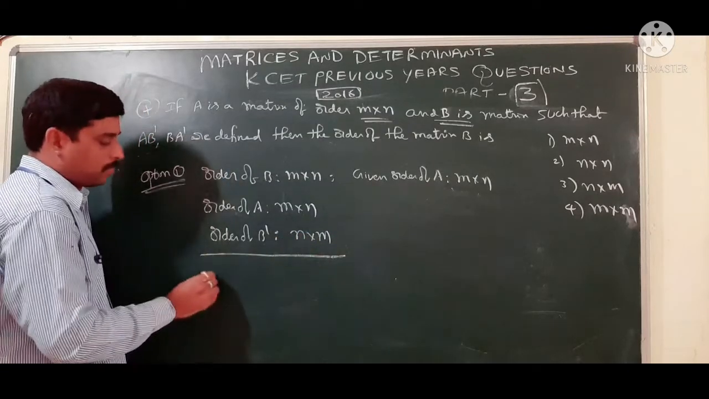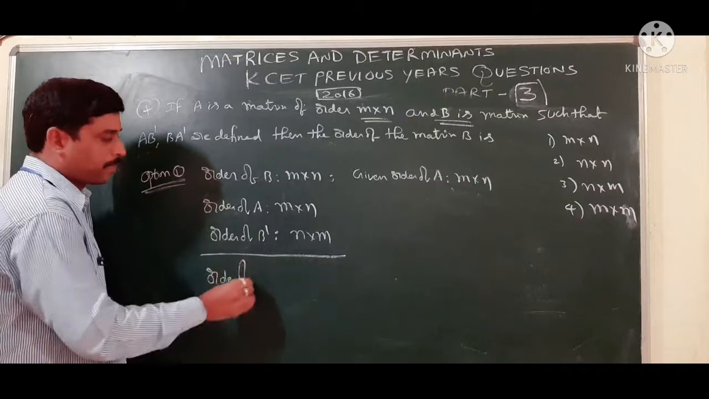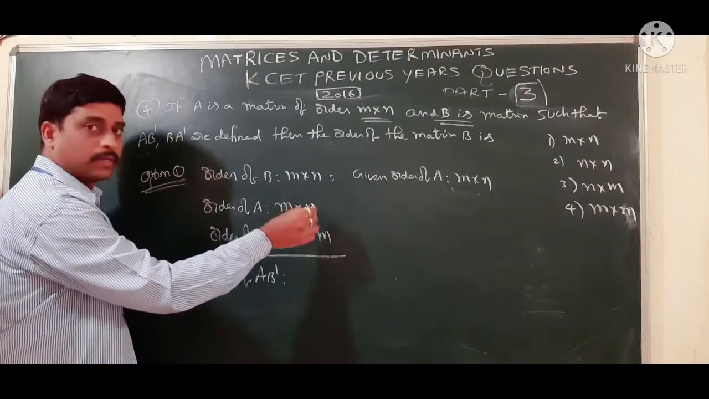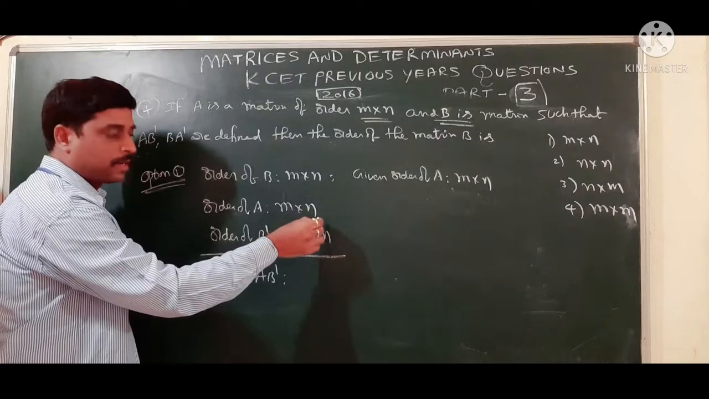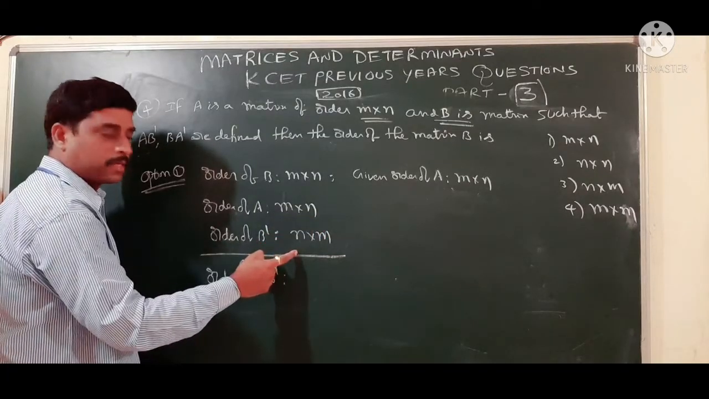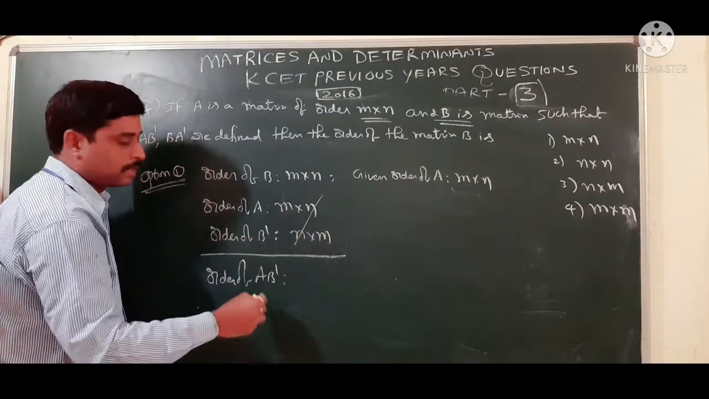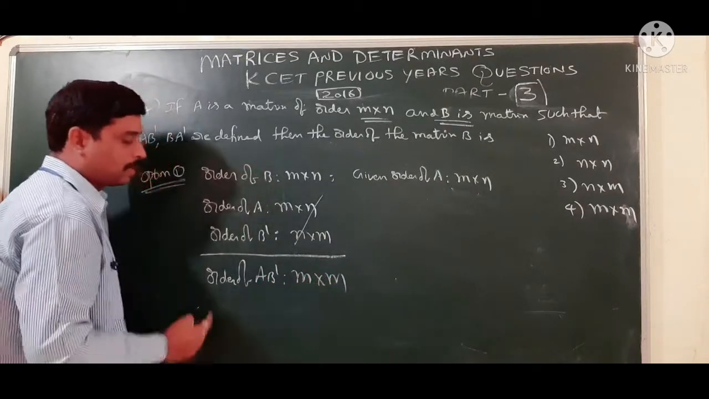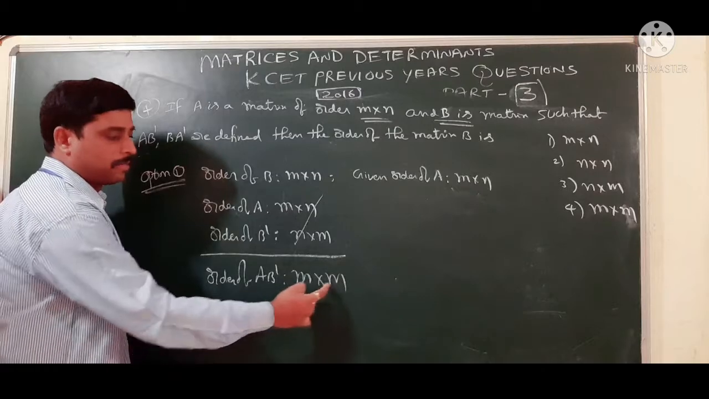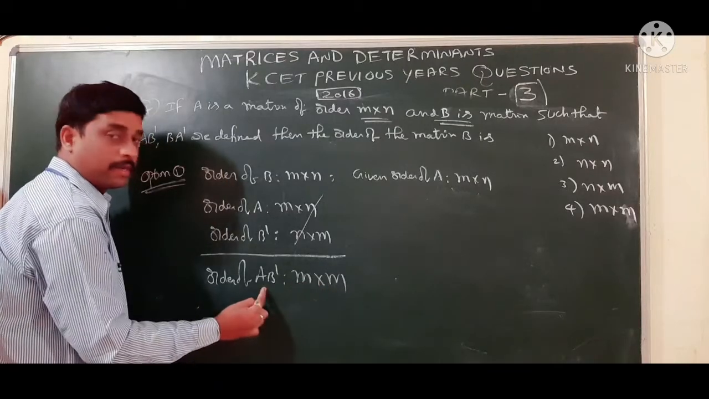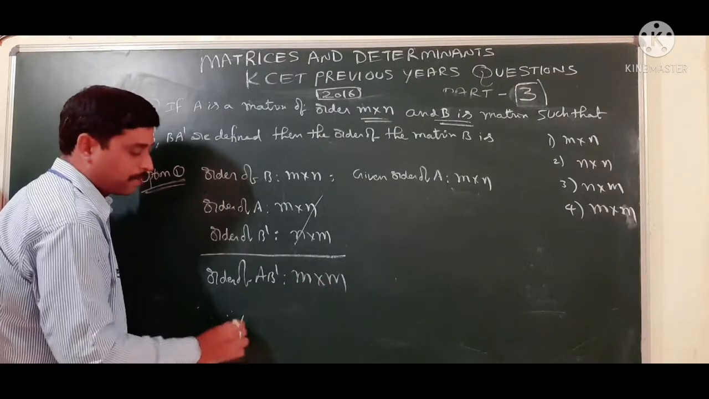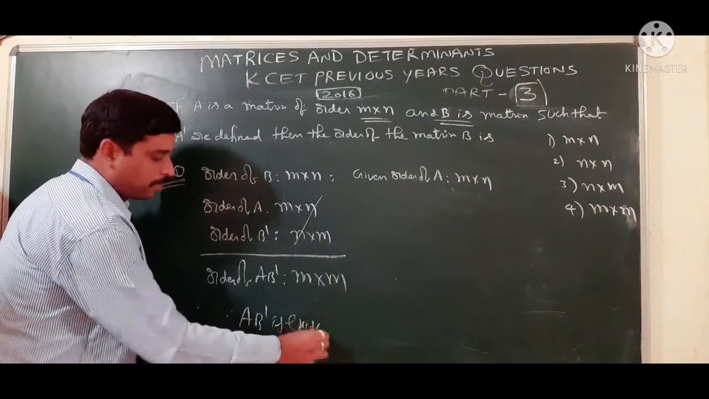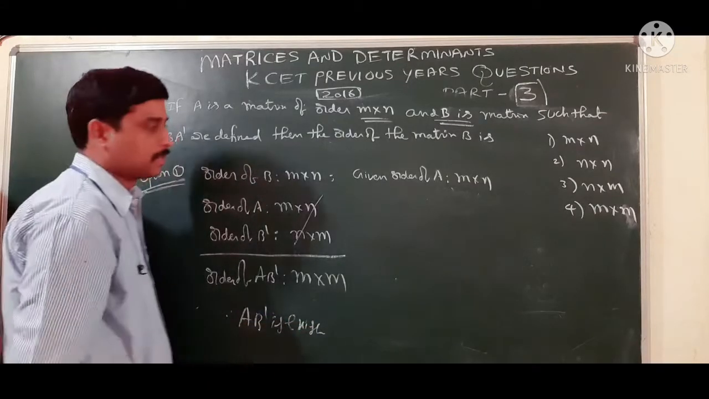Now what is required? The order of AB'. The order of AB' is determined by the number of columns in the first matrix and the number of rows in the second matrix. If they are equal, the product exists. So the order of AB' is equal to m by m. Therefore, the product AB' exists.